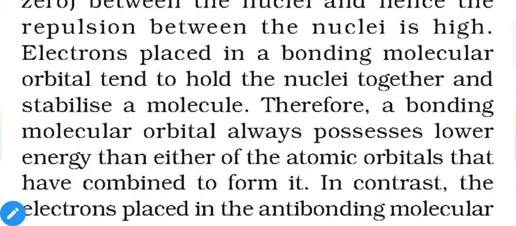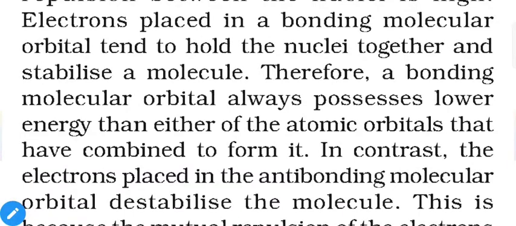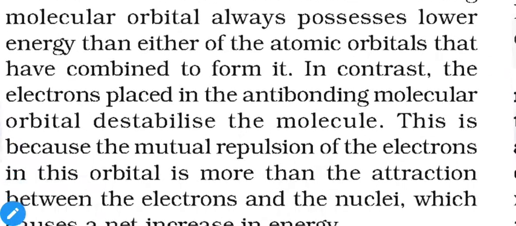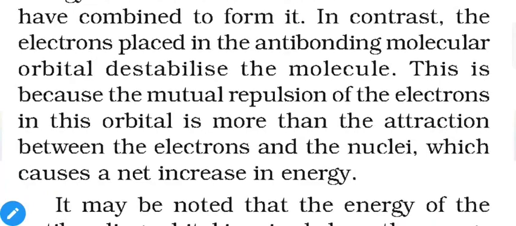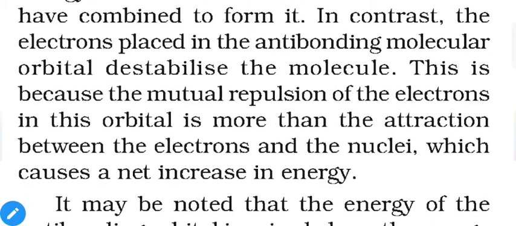Electrons placed in a bonding molecular orbital tend to hold the nuclei together and stabilize the molecule. Therefore, bonding molecular orbitals always possess lower energy than either of the atomic orbitals that combined to form them. In contrast, electrons placed in anti-bonding molecular orbitals destabilize the molecule. This is because the mutual repulsion of the electrons in this orbital is more than the attraction between the electrons and the nuclei, which causes a net increase in energy.